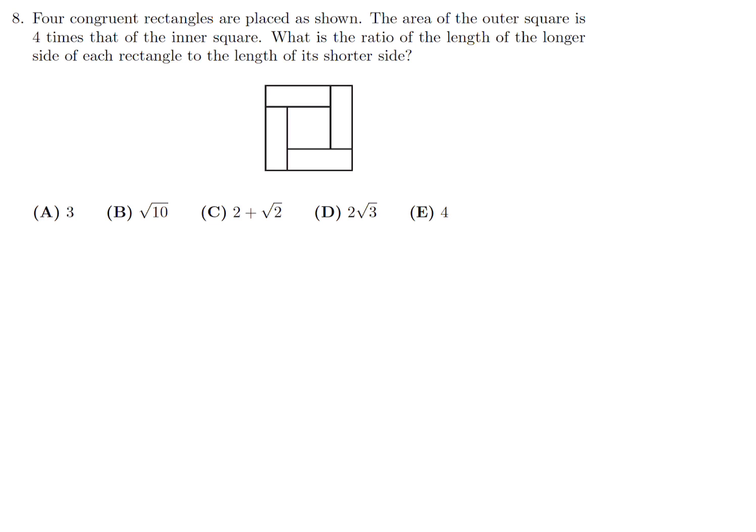4 congruent rectangles are placed as shown. The area of the outer square is 4 times that of the inner square. What is the ratio of the length of the longer side of each rectangle to the length of the shorter side? I'll label this L and this W. This is W, this is W, like that. So what they want is really L over W.